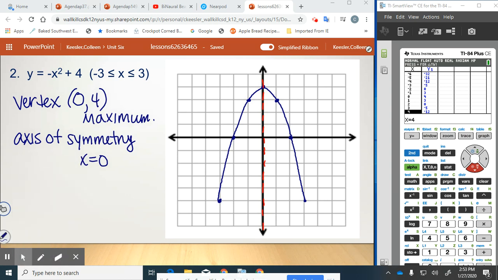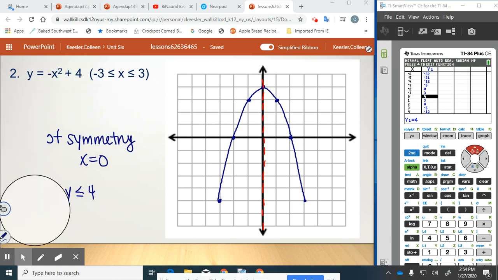And our range is now y is less than or equal to 4, because when we're looking at the y side of the table, 4 is the highest number. All the other numbers get smaller in both directions. All right, let's continue there.